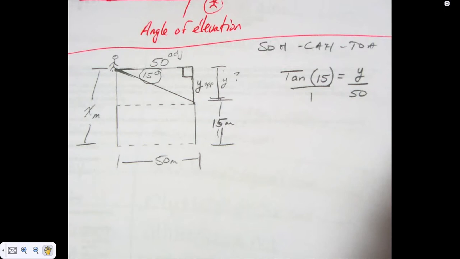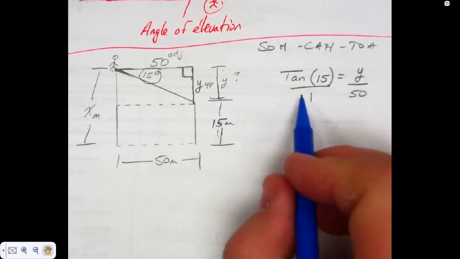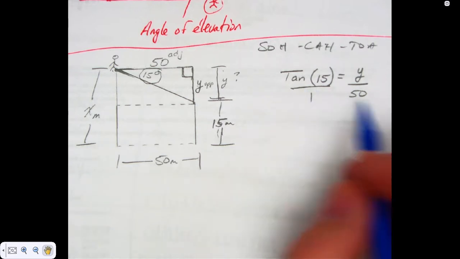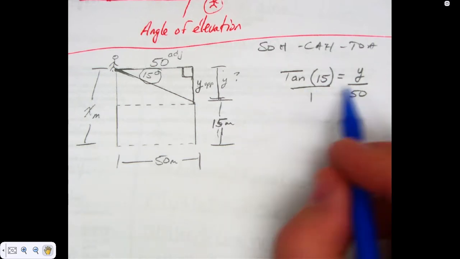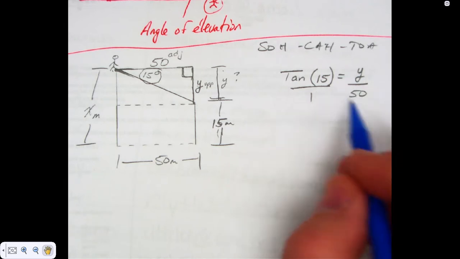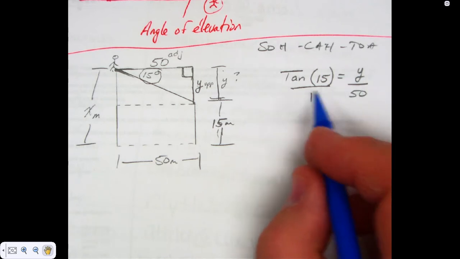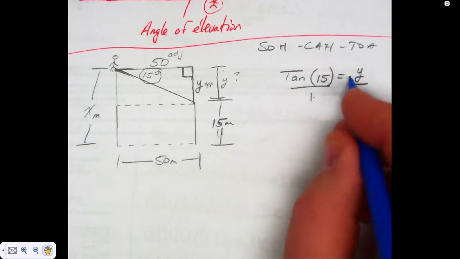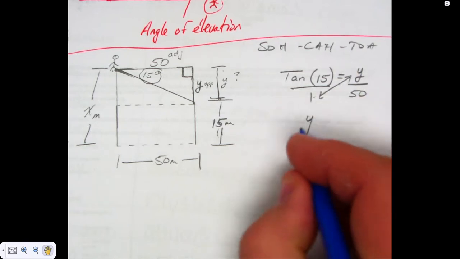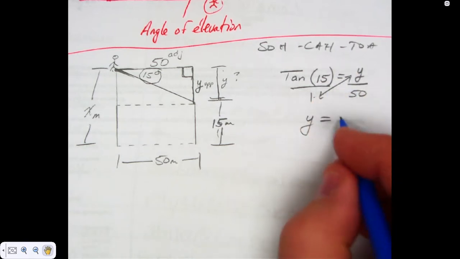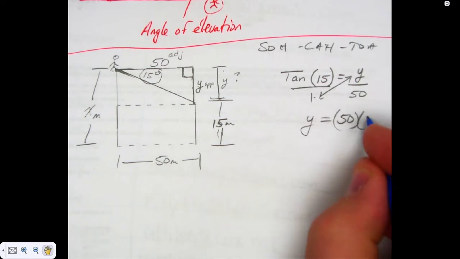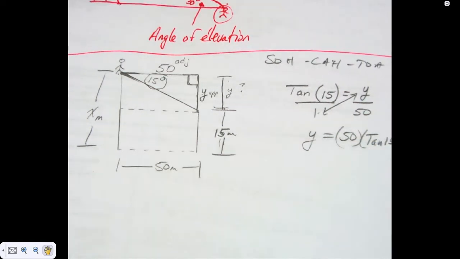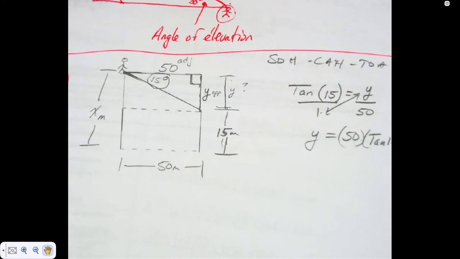So what am I going to do? Remember we had three types, 1, 2, and 3. This is like the first type we talked about, where the unknown is right there. What am I supposed to do? I put this over 1, cross multiply. Y times 1 is what? Y, equal to 50 times, so this would be 50 times what? Tangent of what? 15. Now it's about putting it in the calculator, isn't it?